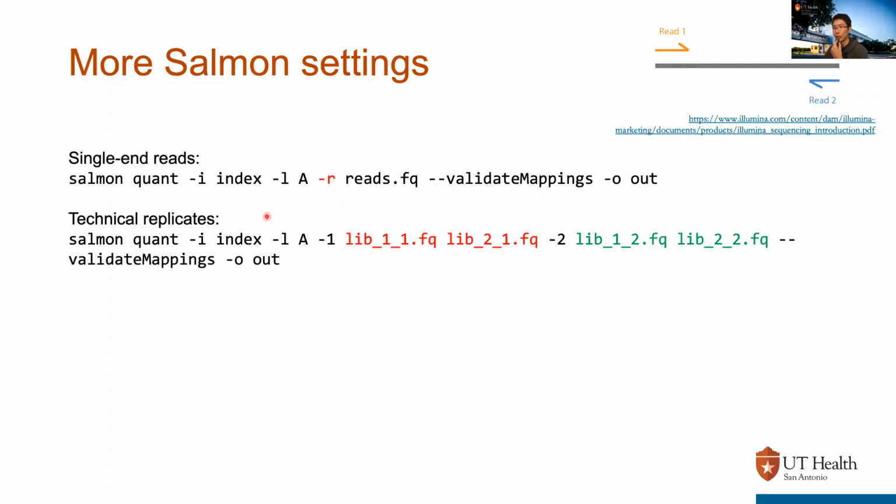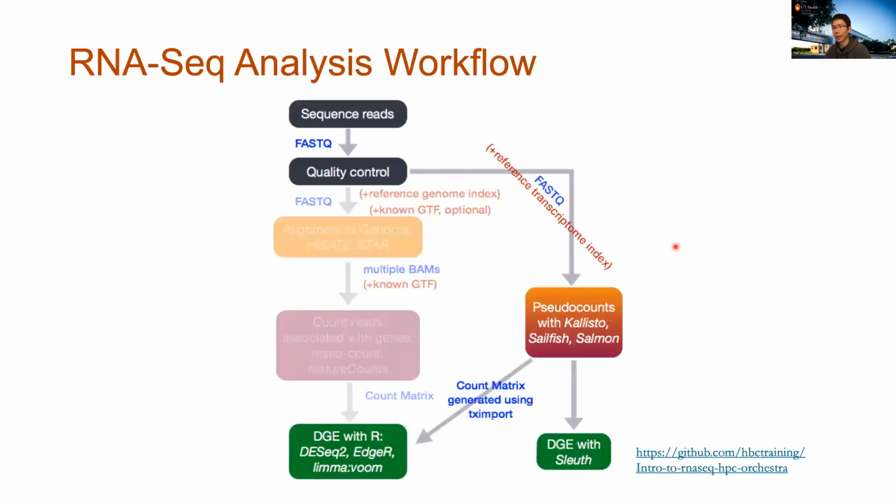If you have technical repeats, you can do the -1 in paired end sense, so you have 1, 1, 1, 2. You can put in all the technical repeats. Say you have two repeats for the same sample: you can put two repeats right here and two repeats right here. I think it summarizes everything into one single output, so it basically summarizes the repeats for you. Okay, so that pretty much covers the alignment free, pseudo alignment pipeline represented by Salmon today.